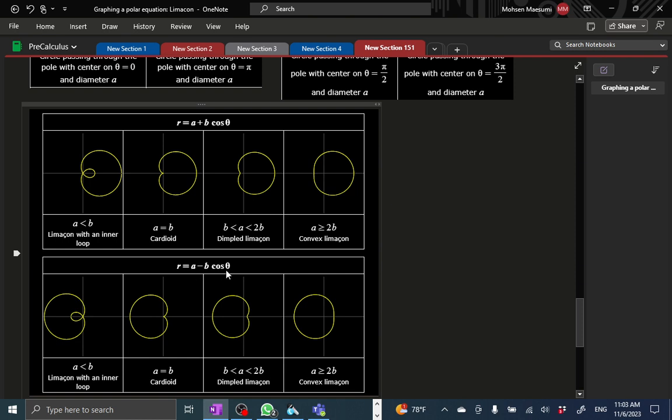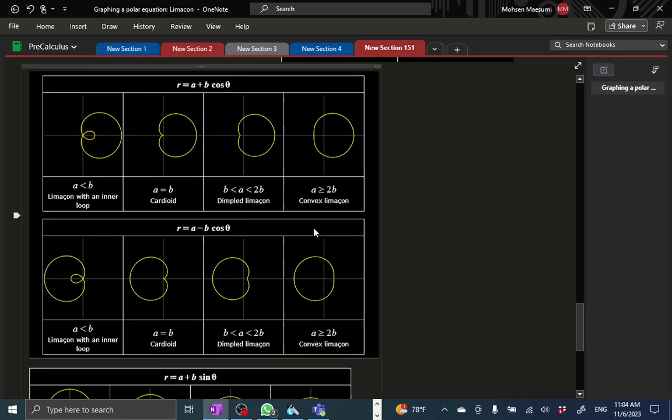If I have A minus B cosine theta as opposed to A plus B cosine theta, we say the orientation has changed. It flips across. Instead of going toward the positive x-axis, it opens toward the negative x-axis, or however you want to remember that. This cardioid, you notice it flips over. The dimple, it was on the left, now it's on the right. And for the case of a convex one, this flat looking side, instead of being on the left, is on the right. Of course, if you take A to be very large, what you get is a circle. That's what's going to come out.